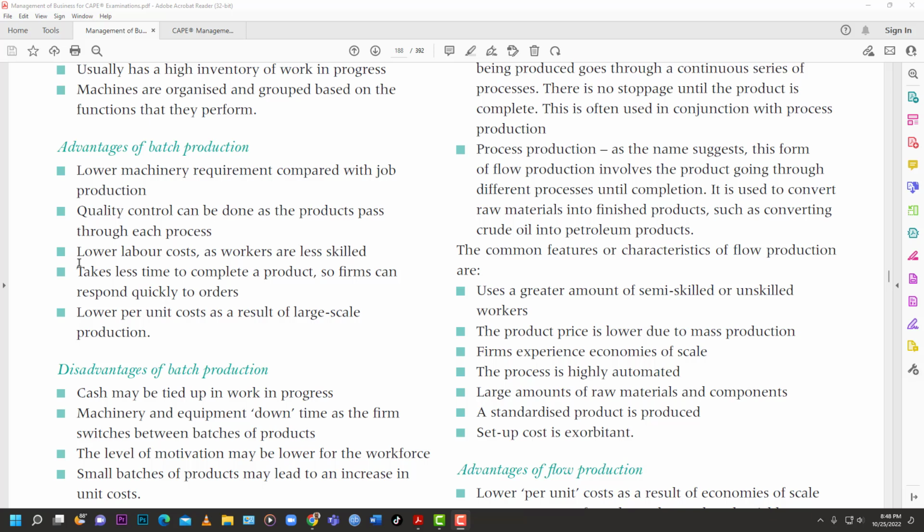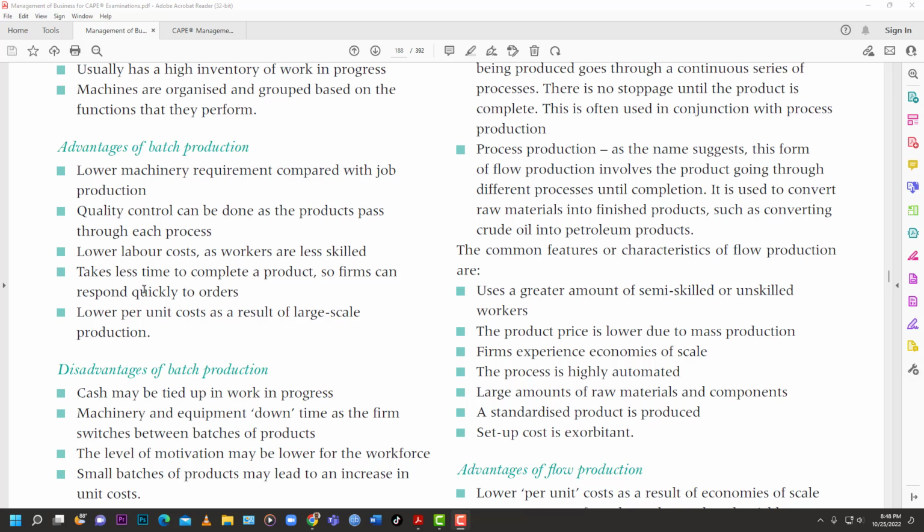Lower labor costs as workers are less skilled. Remember, it's basically almost automated. So the labor is not going to be as expensive because per unit, you might require one person to just watch the line as it runs the batch for first step, second step, third step. Right? So the labor cost is going to be lower.